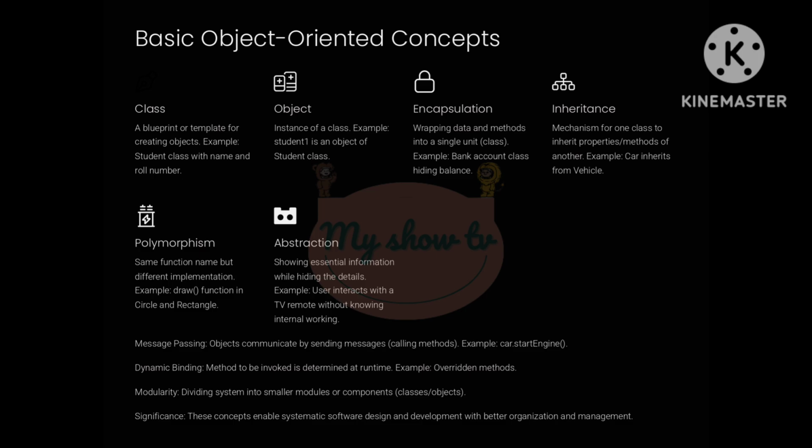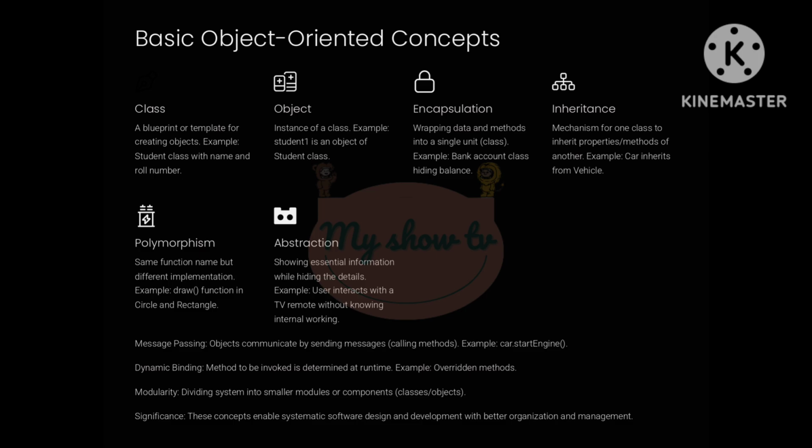Let's now break down the basic building blocks of OOP to understand them clearly. First is the class, which is like a template for creating objects. For instance, a student class can define properties like name and roll number. An object is a real instance of a class, like student1 created from student.